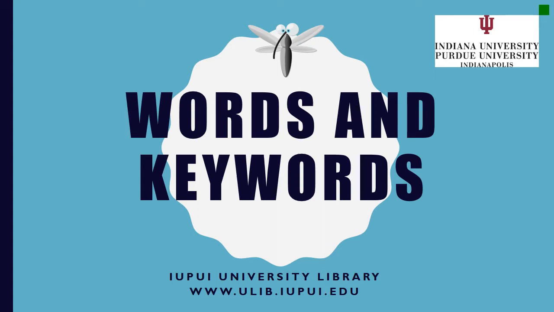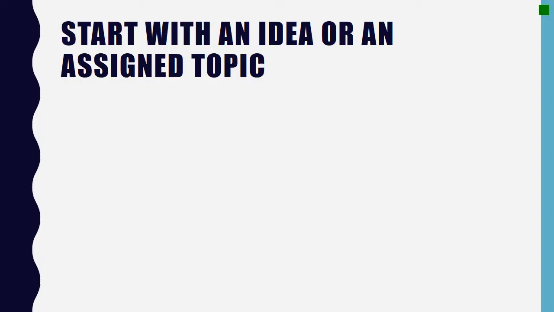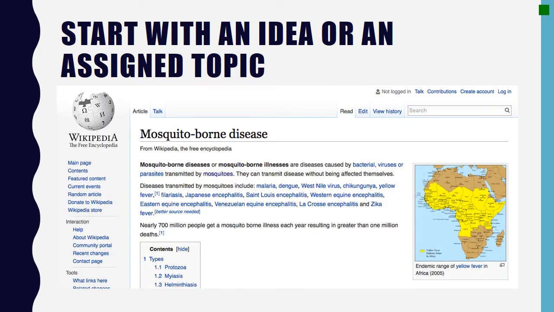You may have an idea for a research project based on your own interests, or your instructor might give you a topic. For example, your instructor might ask you to find information about mosquitoes that carry diseases. If your instructor assigns you a research topic that you are not very familiar with, it is always a good idea to do some background reading online.